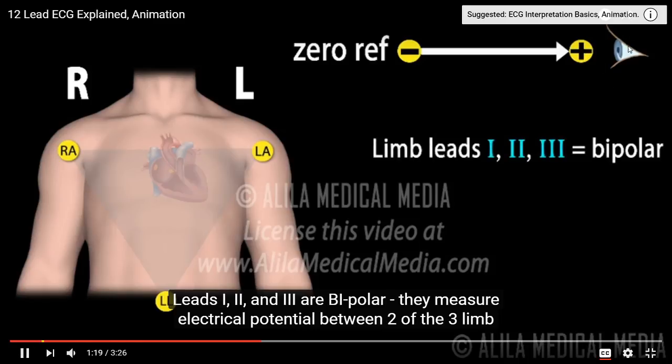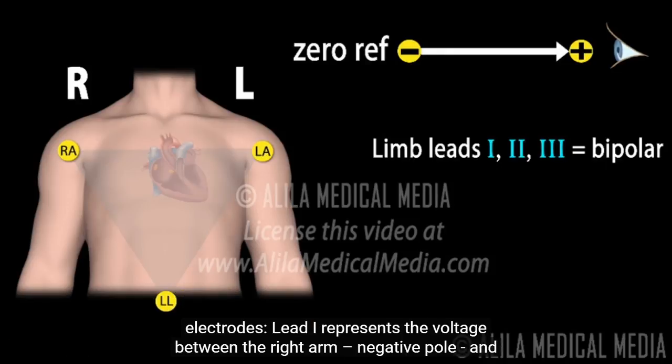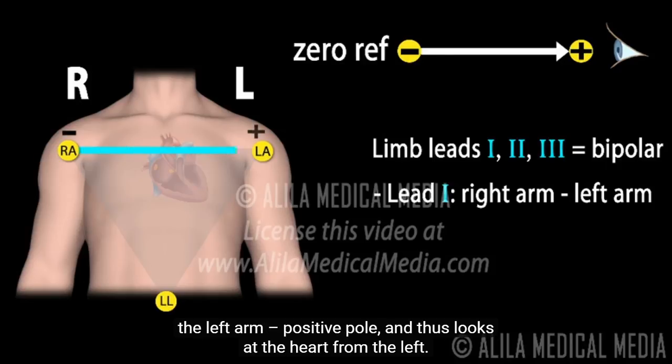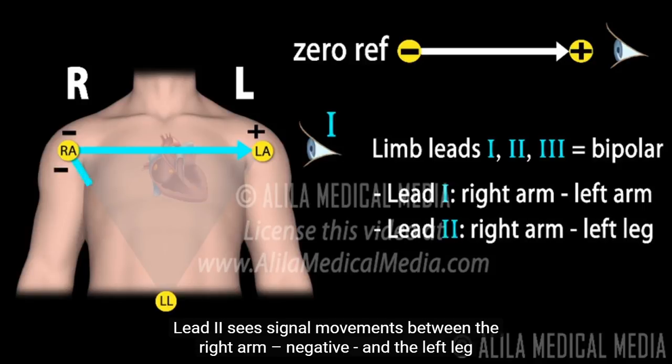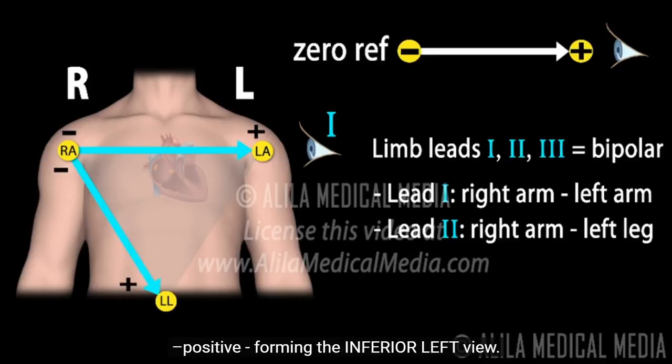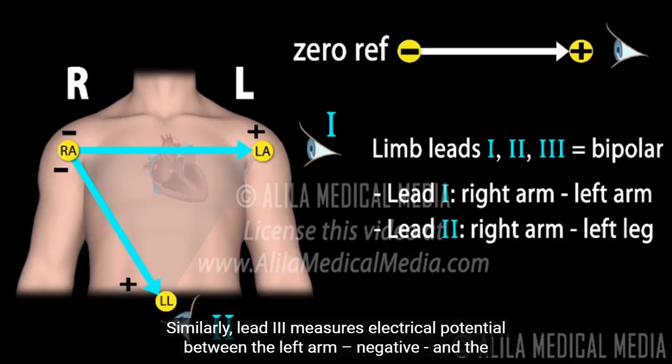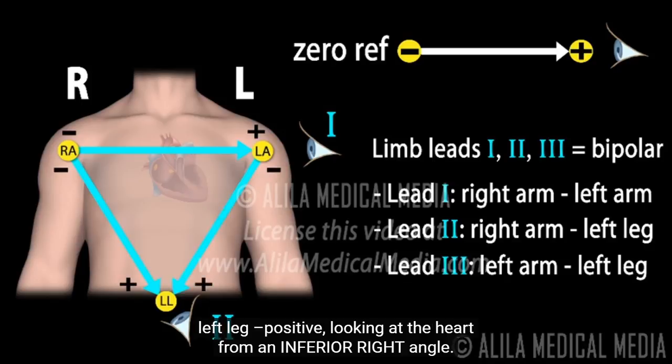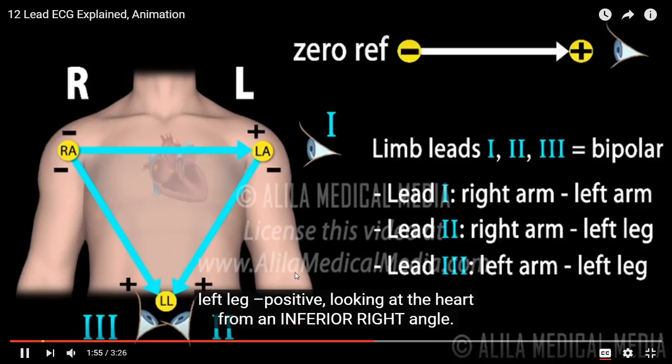Leads 1, 2, and 3 are bipolar. They measure electrical potential between 2 of the 3 limb electrodes. Lead 1 represents the voltage between the right arm, negative pole, and the left arm, positive pole, and thus looks at the heart from the left. Lead 2 sees signal movements between the right arm, negative, and the left leg, positive, forming the inferior left view. Similarly, lead 3 measures electrical potential between the left arm, negative, and the left leg, positive, looking at the heart from an inferior right angle.